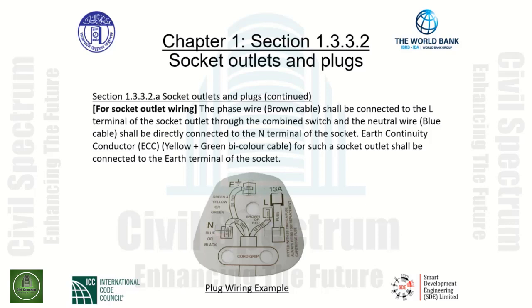terminal of the socket. Plug wiring example is indicated below, where we have the cable or the cord grip and the indication of the terminals. N is our blue or neutral wire. E is our earth continuity conductor, which is the ECC, that is colored yellow plus a green bicolor cable, and the L terminal is our brown or our live wire being attached to the L terminal.